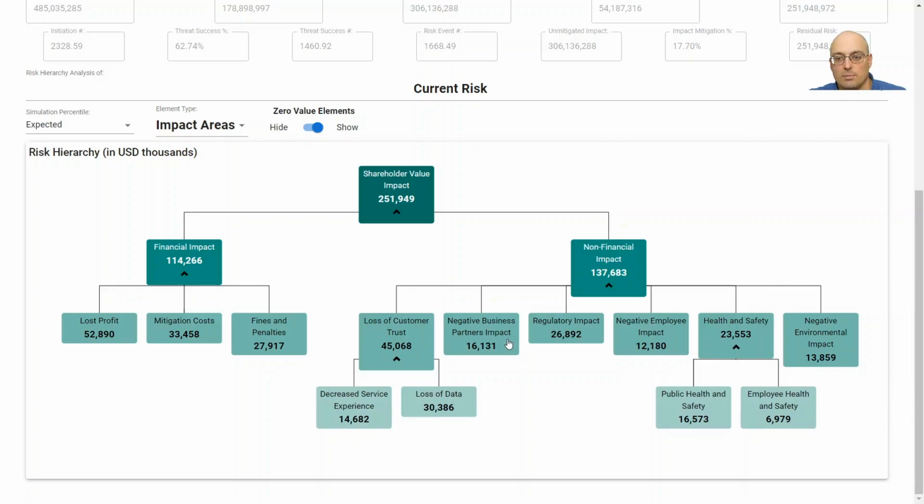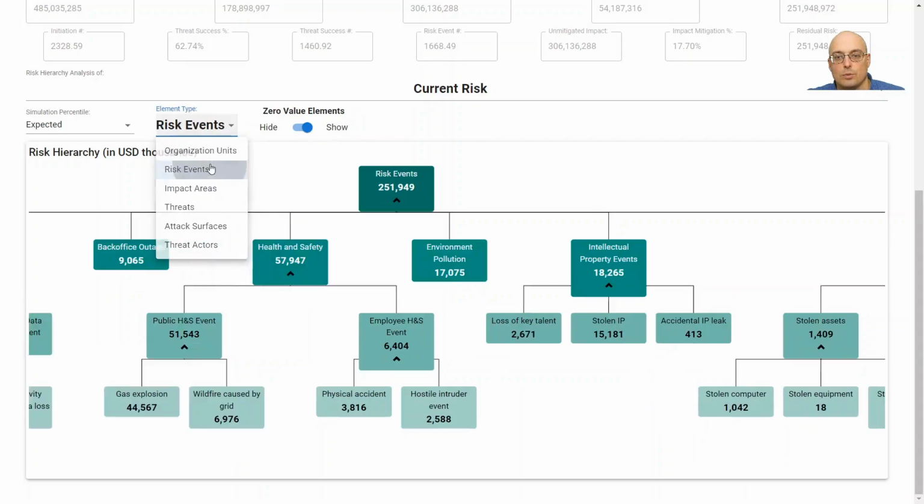You could argue also that business partners are just another type of customers, so they could be under the overall loss of customer trust as well. But this focuses on the reliability measures. Of course, our clients can use their own or define their own hierarchy. So this is just an illustration here. And then there is also the health and safety, public health and safety, and employee health and safety, which really focuses on the health and safety measure of the multi-attribute value approach that is used by multiple power and utility companies. This is important to understand that this focuses on the impact, not the risk events themselves.